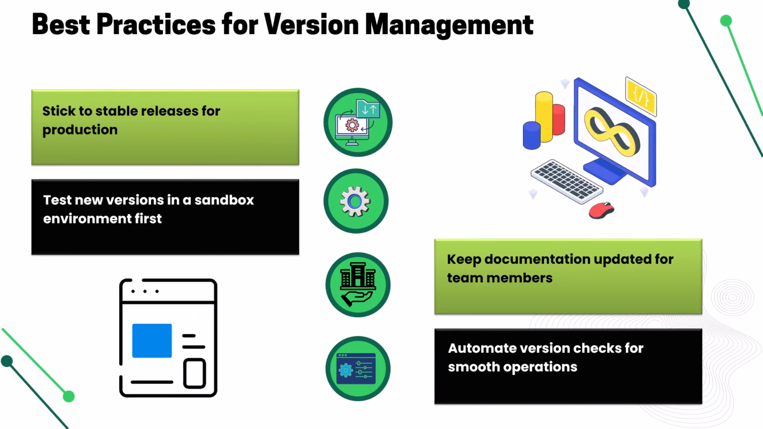Version management isn't just about keeping things up to date. It's about keeping chaos out. Stable releases offer reliability, so use them in production. Always test new versions first, like tasting food before serving it at a party. Documentation helps the whole team stay on track, because who wants to decode cryptic setup issues? And finally, automate version checks to make life easier.